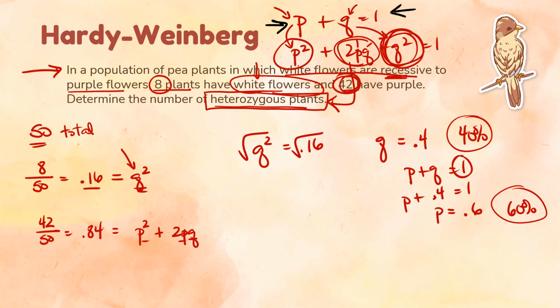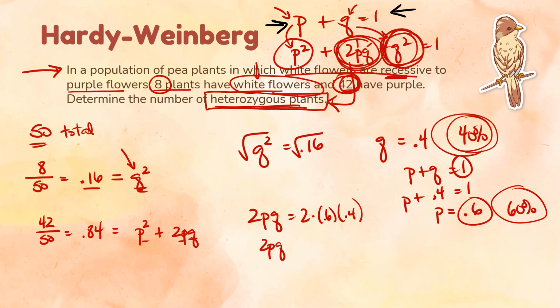So now I can figure out my 2PQ number of heterozygous plants. 2PQ is heterozygous. So I'm going to do 2 times P, which is 0.6, times Q, which is 0.4. 2 times 0.6 times 0.4 is going to give us, handy dandy calculator time, 0.48. So 2PQ tells us that the frequency of heterozygotes is 0.48.